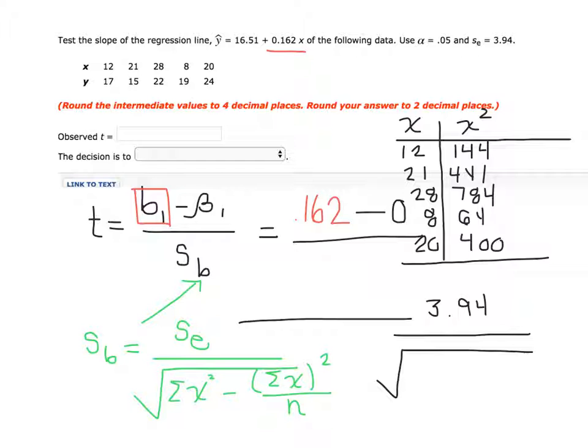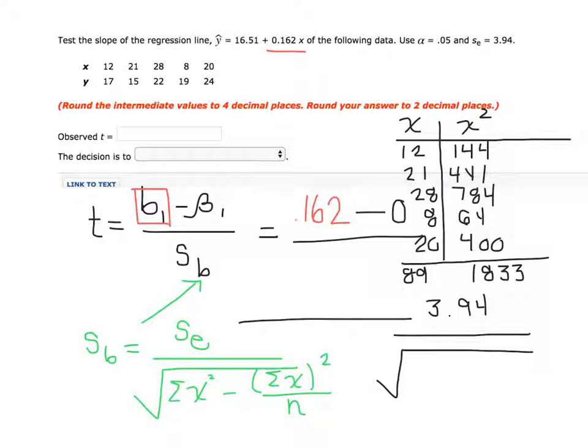What we need first is the sum of our x squareds. So if we calculate the sum of all those numbers we just calculated, we find that that sum is equal to 1,833. We also need the sum of our x's. So if we add up all of our x coordinates, again with the help of our Excel, these add up to 89.